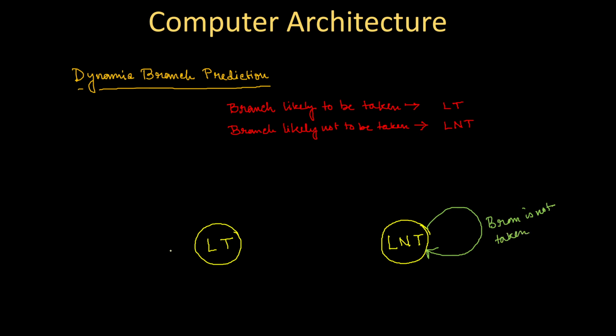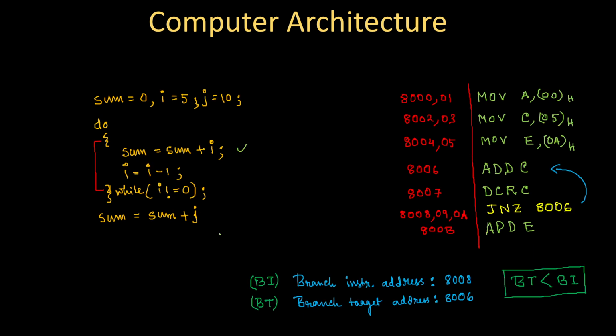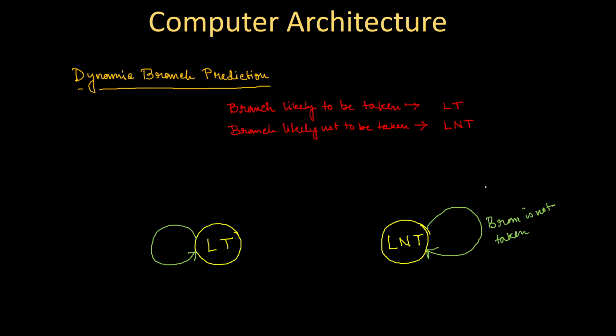In a similar way, we will remain in the same state of mind for likely to be taken. For this case, we know that the branch will be taken n minus 1 times. So I'm predicting likely to be taken, and if we find that I really have a branching, I will remain in the same state of mind. So I will remain in this state if the branch is taken.